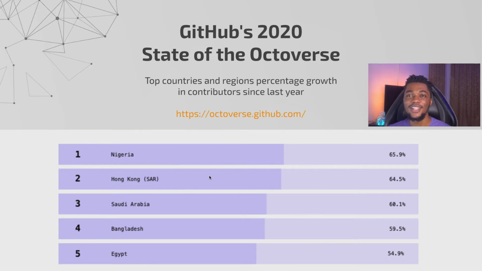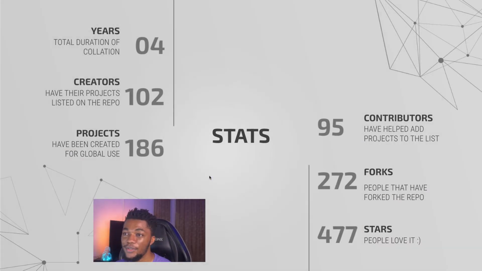So let's get right into the stats about what this project has done so far. It's been 4 years. I've been collating this project for 4 years now, and it's just me. There have been 95 contributors that have helped add other projects to this list. We have 102 creators in total that have been able to also add 186 projects. So when you go to the website right now, you can find 186 projects that are built by Nigerians for global use, and it can be used literally anywhere.